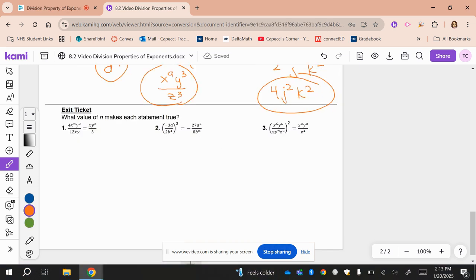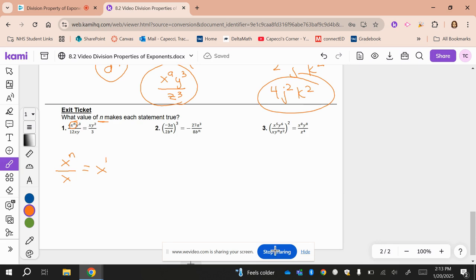Okay, let's take a look at our final set of problems. What value of n makes each statement true? So I have a lot going on, so I really just need to focus on where the n is. In this problem, the n is attached to the x. So I have x to the n. Now again, I have an x on the bottom is equal to x. There's only an x in the numerator, and that's to the first power, so I'm going to put that there.